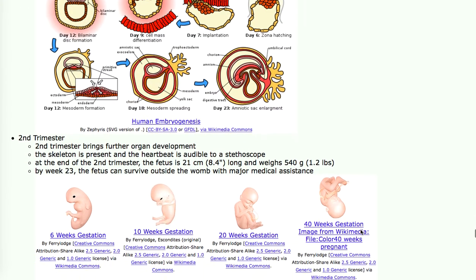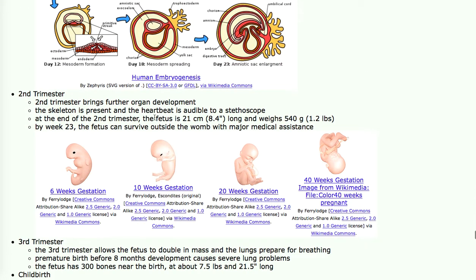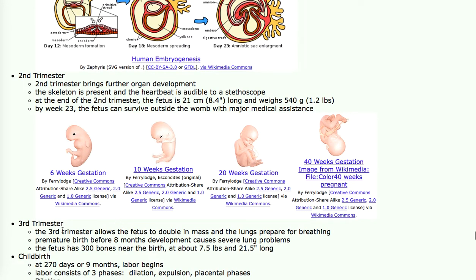In the second trimester, organs continue further development. By the end of the second trimester, the baby is almost ready to be born, except for the lungs. The lungs aren't ready to go. The lungs are the last organ system that goes online and is ready for birth. So the purpose of the third trimester is mostly to finish lung development and bulk up in size.